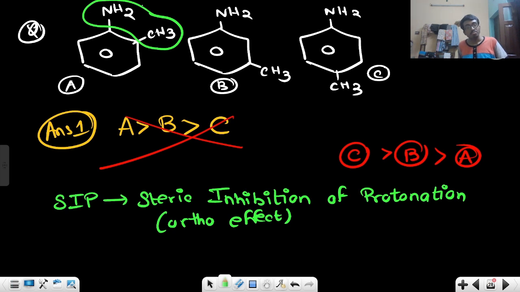Okay, clear? Because C is more labile also, that is also the reason, but actually C will be more than B than A. So SIP, steric inhibition of protonation, ortho effect, that is taking place due to steric factors. Remember, whenever at ortho position there is an alkyl group attached, basic character will not be easily shown due to the steric hindrance by CH3. Okay, next question.